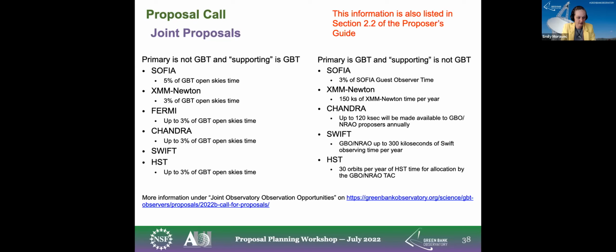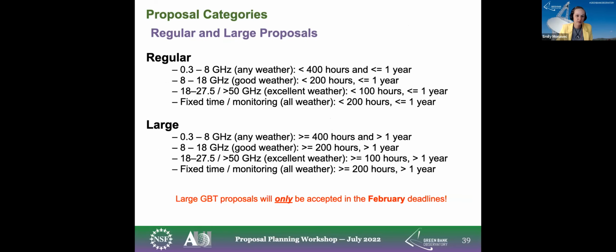In all cases, there's eligible funding for joint proposals, and there are other limits for other telescopes. So consider also asking for some complementary time or supporting time with another telescope.